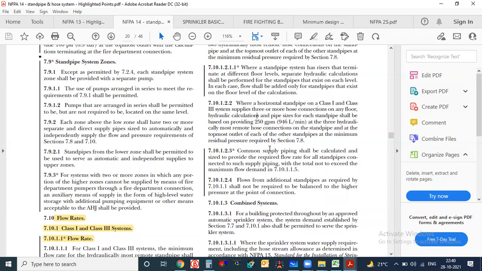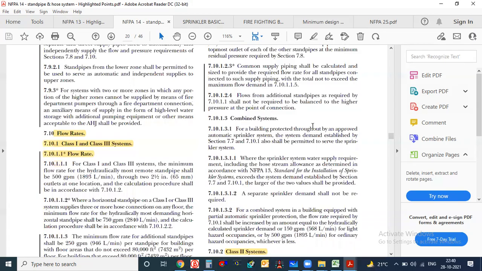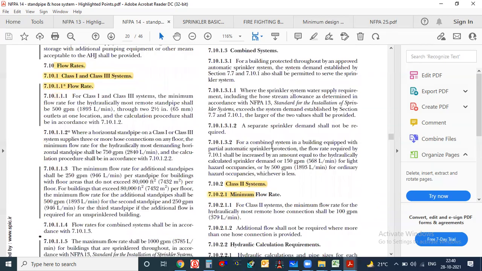Common supply piping shall be calculated in size to provide the required flow rate. Okay, leave this. Combined system. For a building protected throughout by an approved automatic sprinkler, the system demand shall be permitted to serve the sprinkler system. Okay, leave this. These points are not important. For a combined system equipped with partial automatic sprinklers, the flow rate required shall be increased by an amount equal to that. Okay, these things are not required, and we are skipping these points because anyhow we are doing the hydraulic calculation. In hydraulic calculation, everything will be visible to the client also. Like sprinklers will be there, hydrants will be there, yard hydrant will be there.